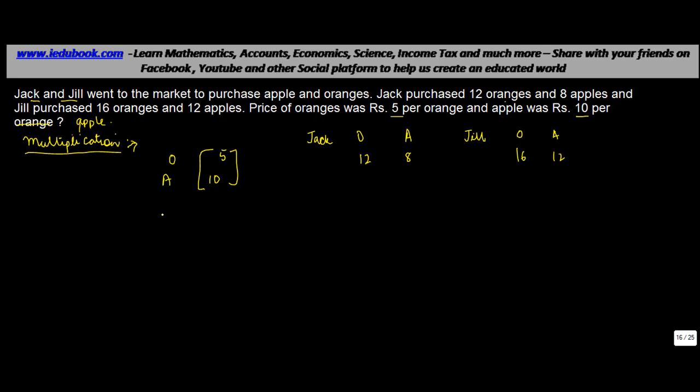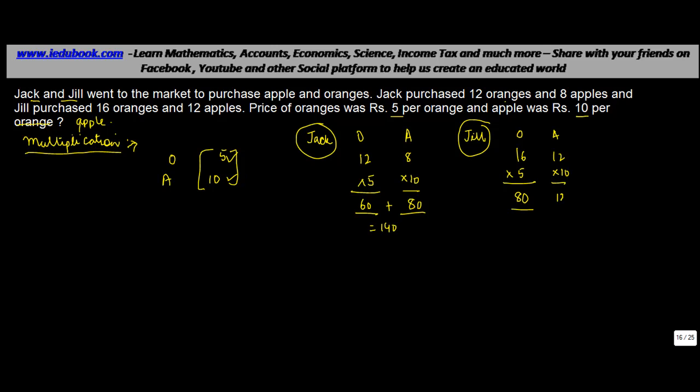Now if you were to normally do the calculation, what will you do? You will multiply the oranges by 5. This will give you 60, and you will multiply the number of apples purchased by 10, which is 80. You will add these two and you will get 140 as the answer. Similarly, if you were to compute the total cost for Jill, the oranges purchased were 16. Cost of orange was 5 per orange. So you multiply 16 by 5, you will get 80. Apple costs 10. So you multiply 12 by 10, which is 120. You get a total of 200.